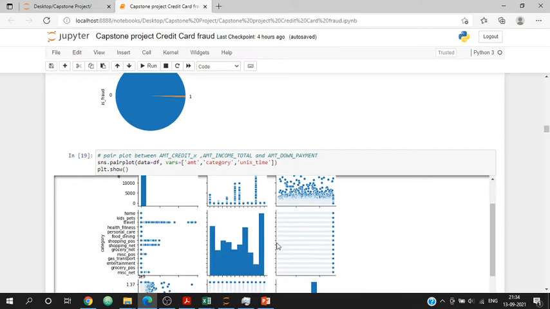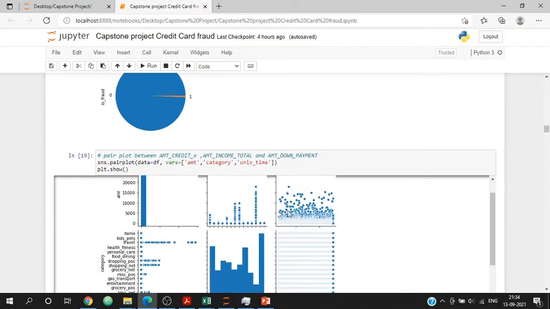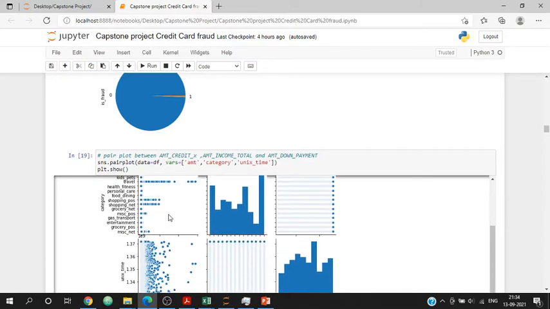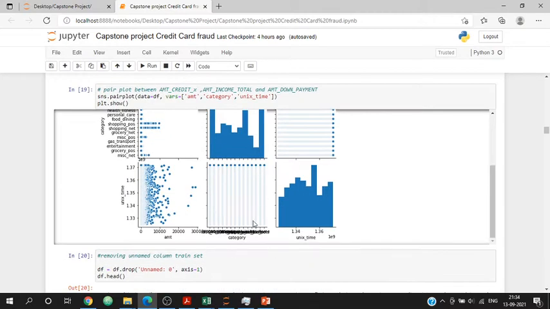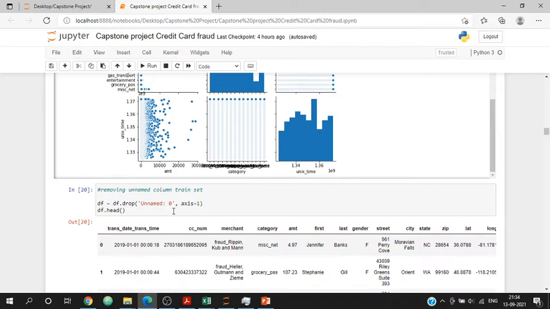The first one, I think, is of no use. The second one and third one give a brief insight into how the data is scattered, how the money is scattered. Then after that, I'm trying to create my training set.